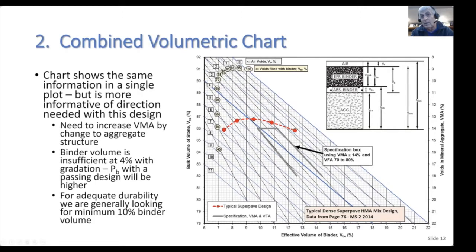And we know that as we move this design in this way, with a VMA which is higher, the volume of binder will go up. And generally we know that with a good mix design, we typically need about 10% minimum volume of binder. We don't want to have a design over here. We want the design in this region here.